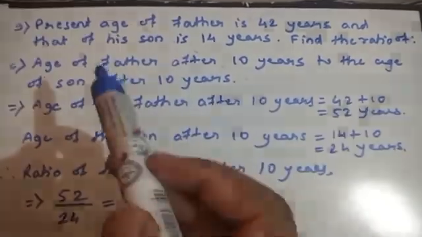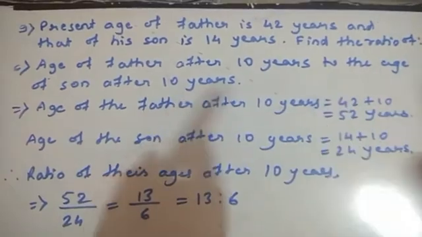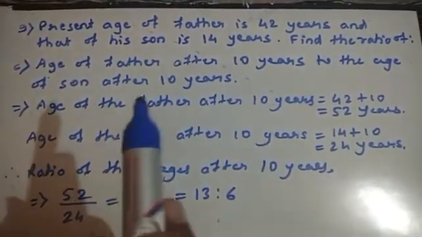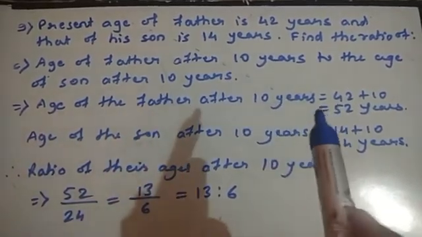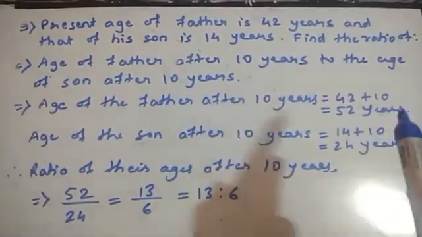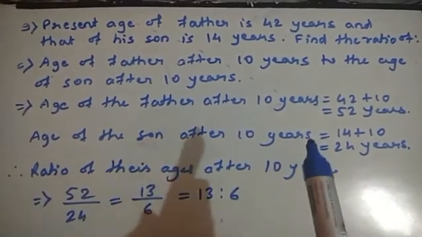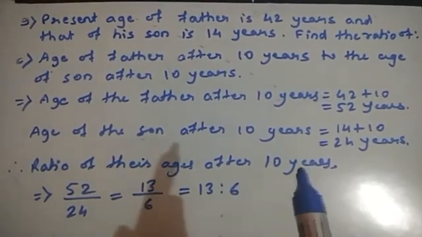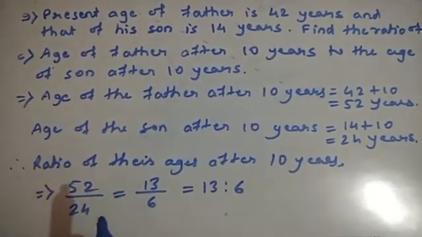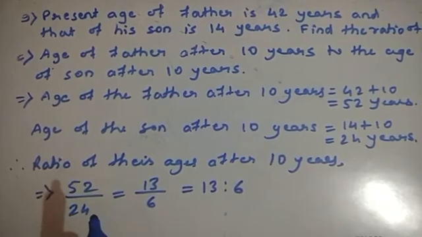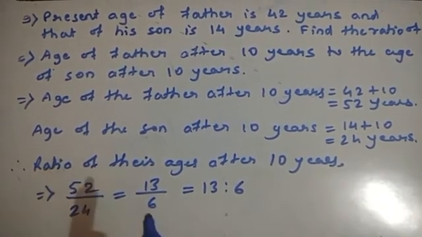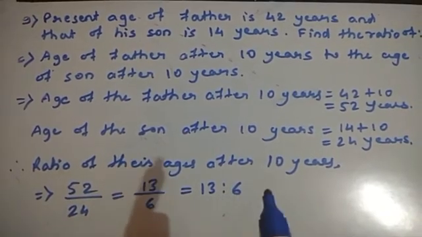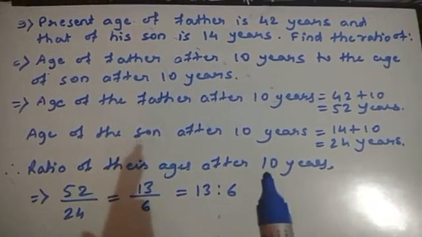Find the ratio of age of father after 10 years to the age of son after 10 years. Now we know the present age of father and son. Age of the father after 10 years is 42 plus 10, that is 52 years, and age of the son after 10 years will become 14 plus 10, that is 24 years. Now therefore ratio of their ages after 10 years will be 52 upon 24. Now here both numbers are divisible by 4. So 4 13s are 52 and 4 6s are 24. Therefore ratio is 13 upon 6, that is 13:6 will be the ratio of their ages after 10 years.